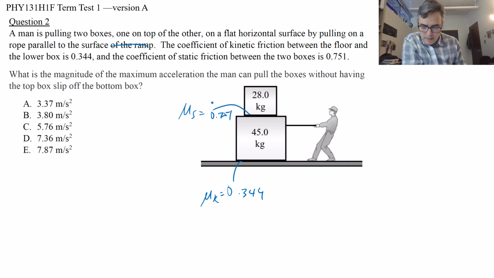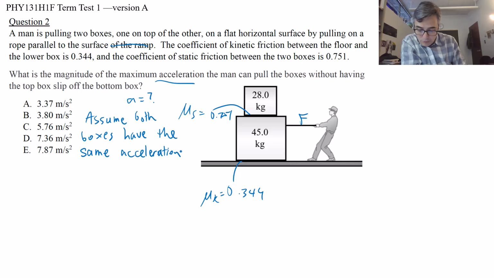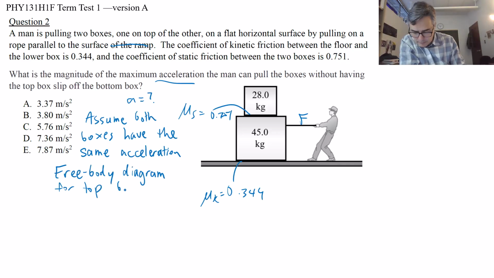What is the magnitude of the maximum acceleration the man can pull the boxes without having the top box slip off the bottom box? So you're asked for acceleration, and he's got some pulling force. You're not asked for that pulling force, but basically we will assume that both boxes have the same acceleration. So I think all we need to do is draw the free body diagram for the top box.